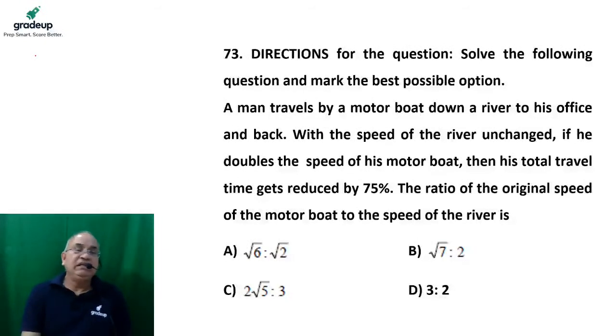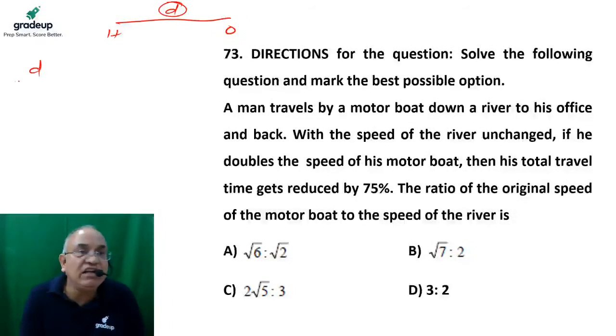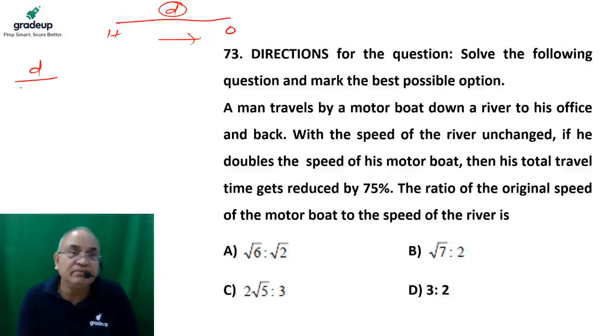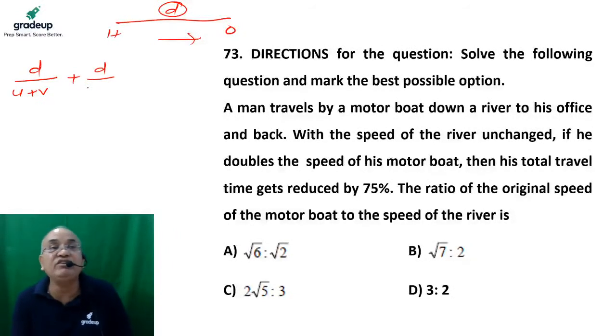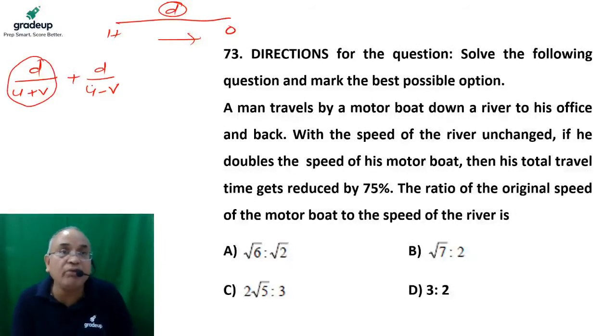Let's say the distance from his house to his office is d kilometer. When the person is traveling d kilometer downstream, the speed of motorboat is u and that of stream is v. So this is the time taken by the person. And when he comes back from office to house, he is going upstream, so the time taken is this much. This is the time taken to go to the office, this is the time taken to come back home, and this is the total time of the entire journey.